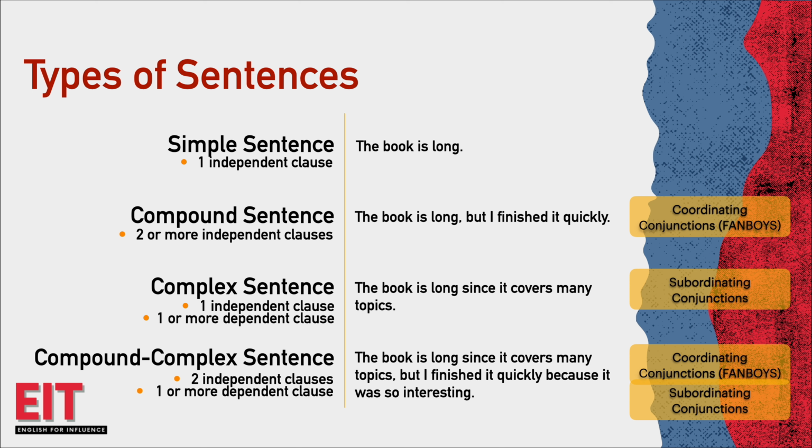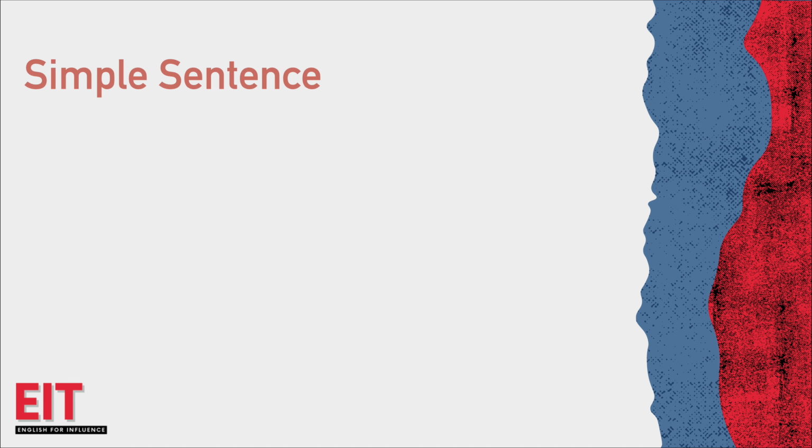So in a compound complex sentence, you should use a coordinating conjunction or a subordinating conjunction. Actually, not or, and. Coordinating conjunction and a subordinating conjunction. Okay, let's look at them in detail. Here is our sample sentence.